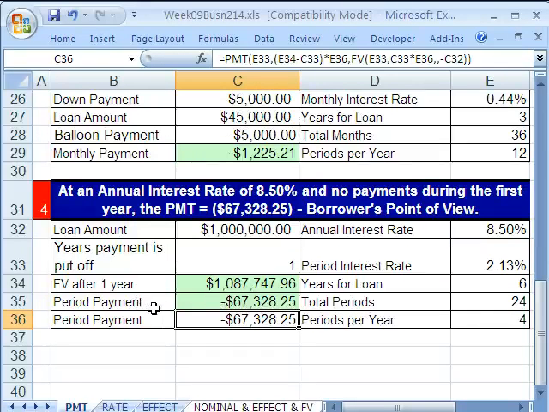Whoa, minus $67,000 in payment every quarter to pay off that initial loan of $1 million. All right, those are 5 exciting tricks for PMT.